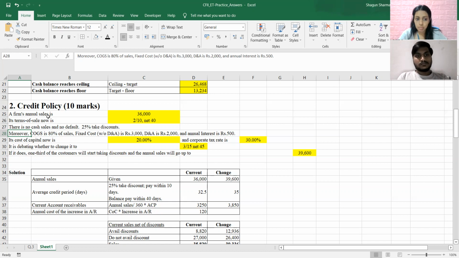Fixed cost without depreciation and amortization is rupees 3,000. Depreciation and amortization is 2,000 and annual interest is 500. Its cost of capital now is 20%. So cost of capital means अगर loan लिया तो इतने का फंड लेने के लिए खर्चा 20% आता है. It's literally the cost of capital.